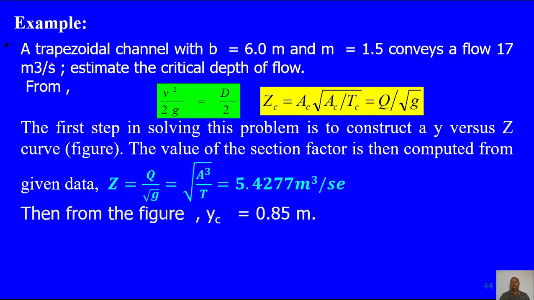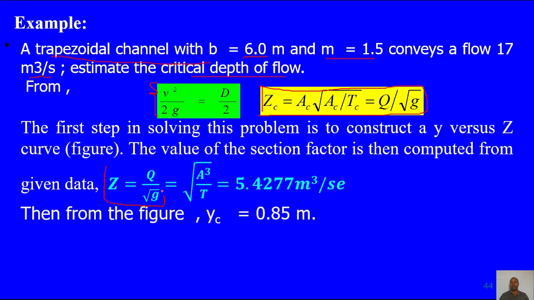You can see this example: a trapezoidal channel with B 6 meter, M 1.5, conveys a flow of 17 cubic meters per second. Estimate the critical depth of flow. From the critical state of flow, V squared over 2g is equal to D over 2. Then we have the section factor using this equation, Q over the square root of g. So simply we can have this one.